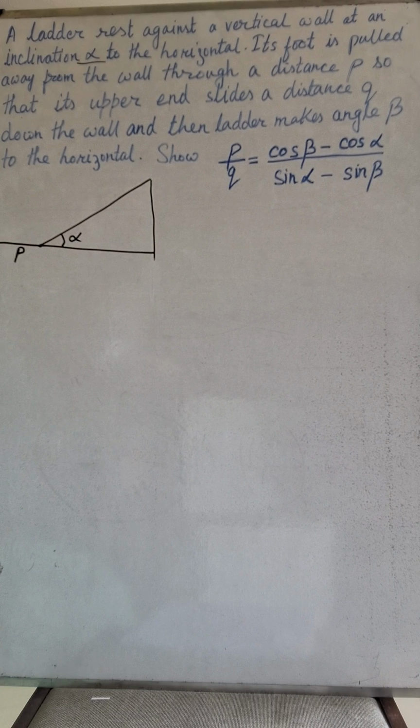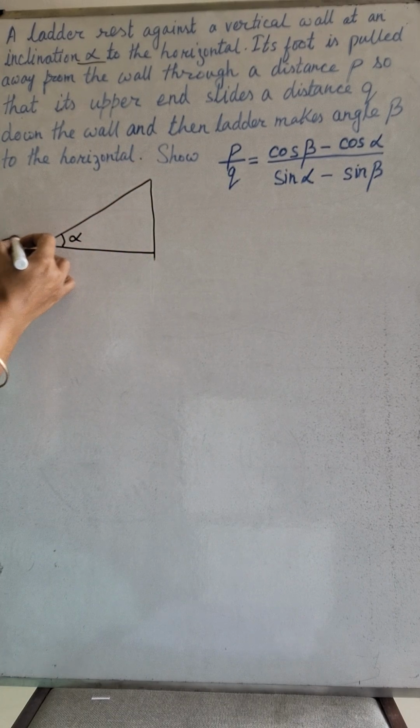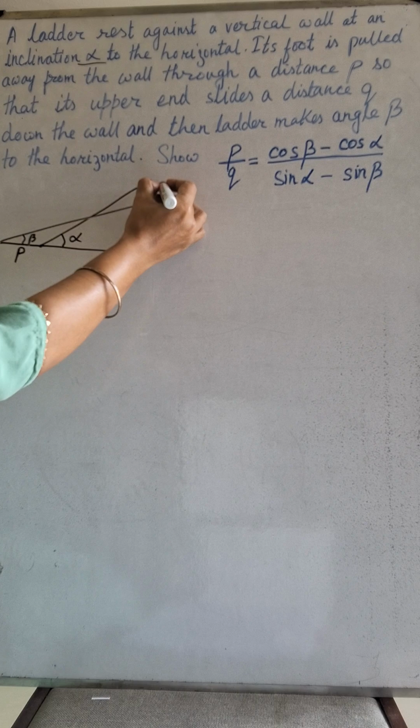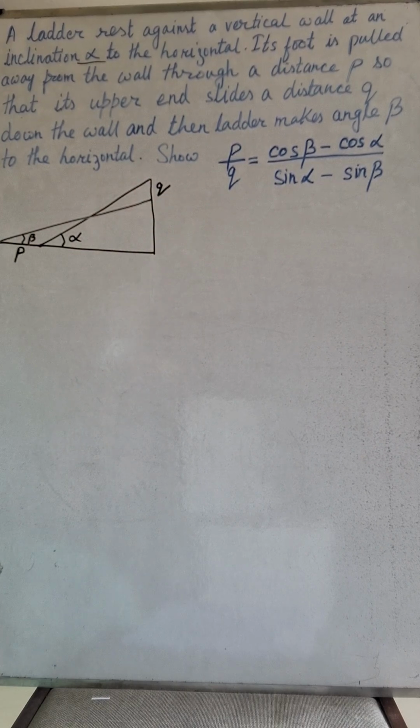Now what is happening? As you pull, the upper end is sliding down, and then it is making an angle beta. So you have pulled it, then it is sliding down. Okay, the upper end is sliding down. This is the diagram, and now you have to prove this relation.